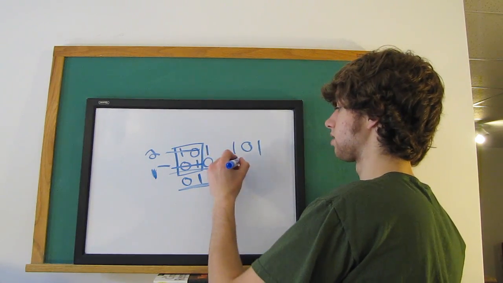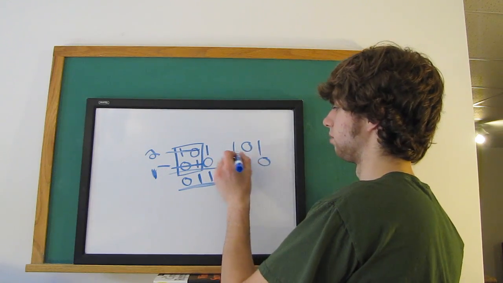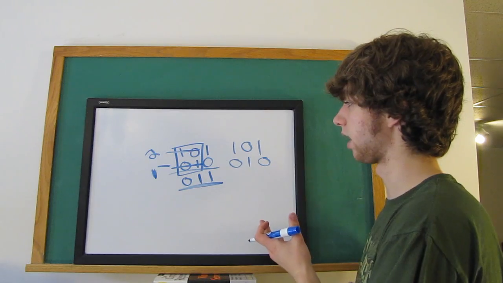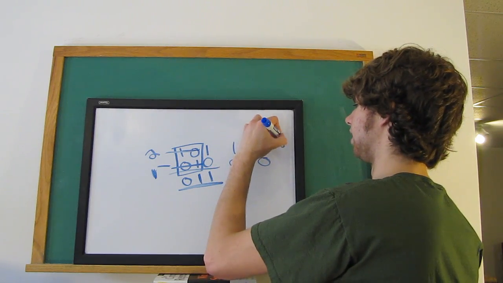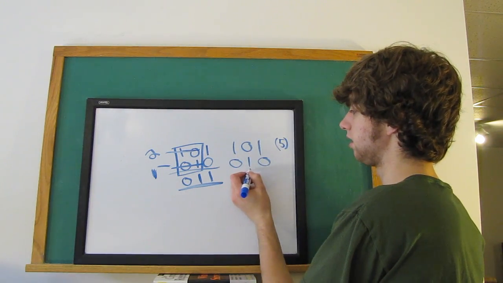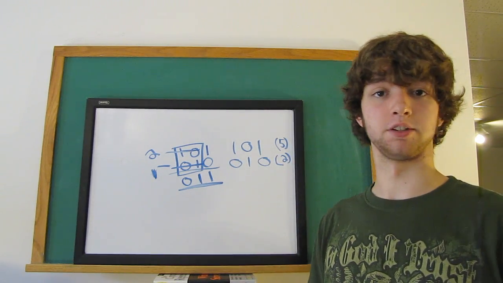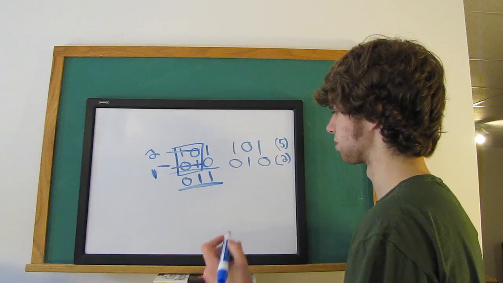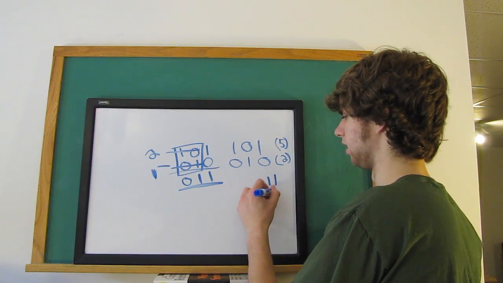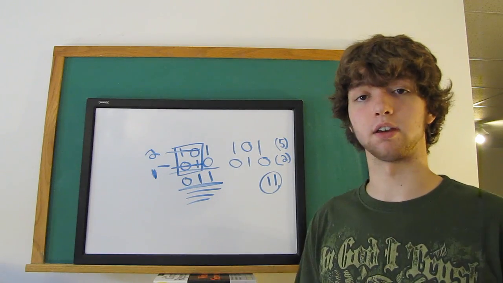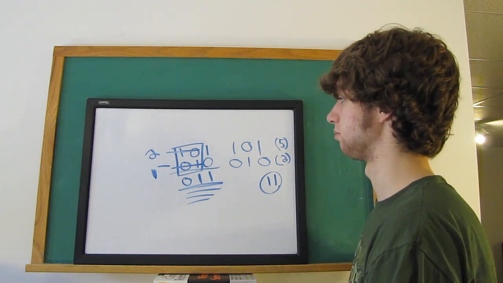So we started with this, 1, 0, 1, and 0, 1, 0. What are these values? Well, this is 5 in decimal. This is 2 in decimal. 5 minus 2 is 3. How do we represent 3? We represent it like this, which is the same thing as this right here. So that is how we subtracted in binary.